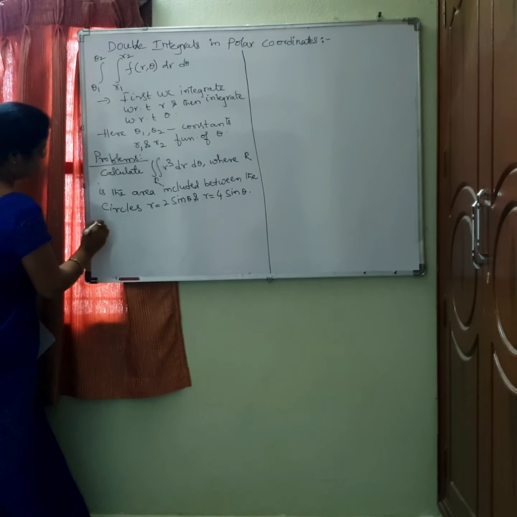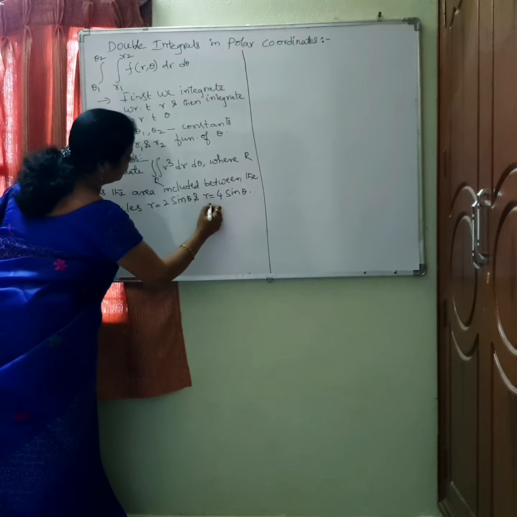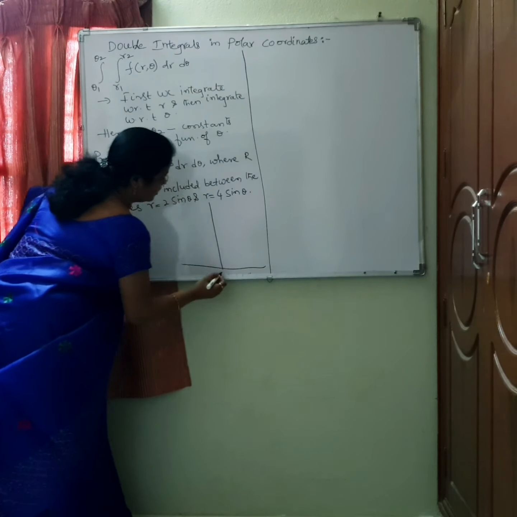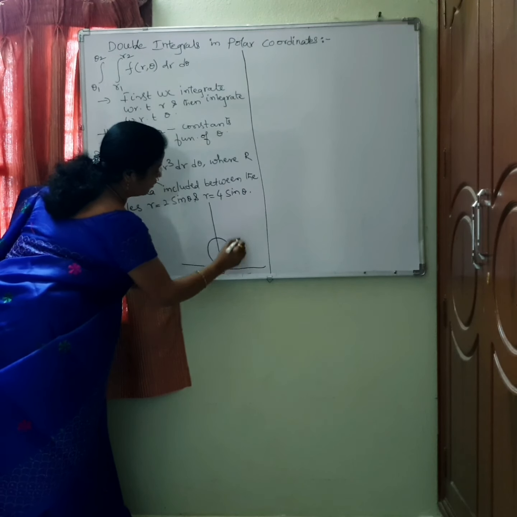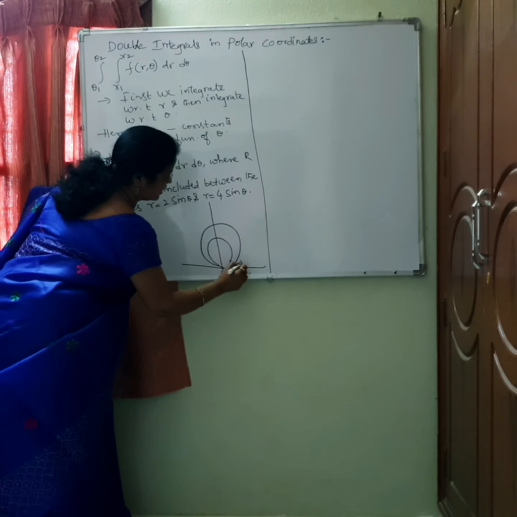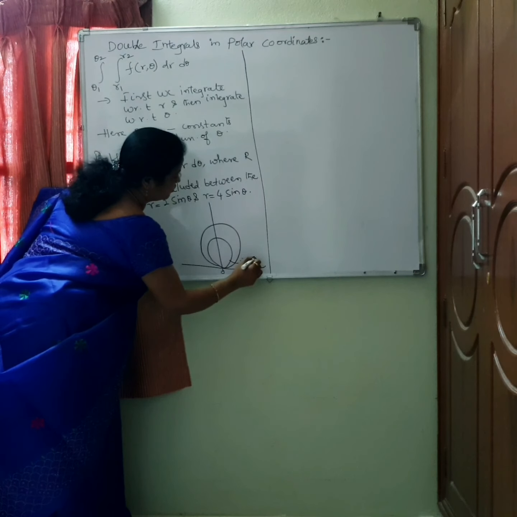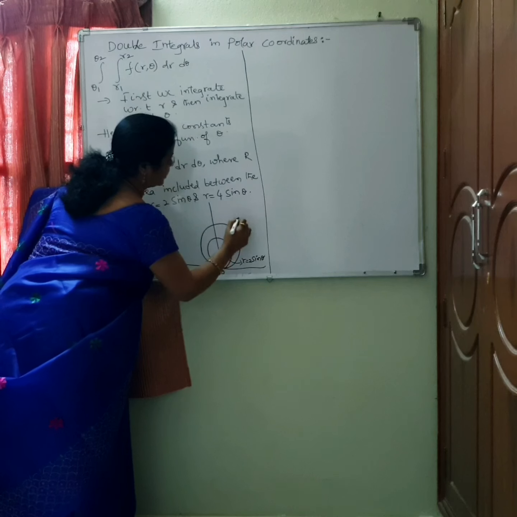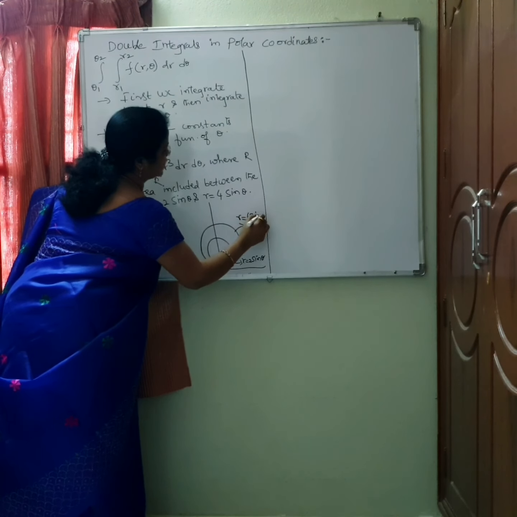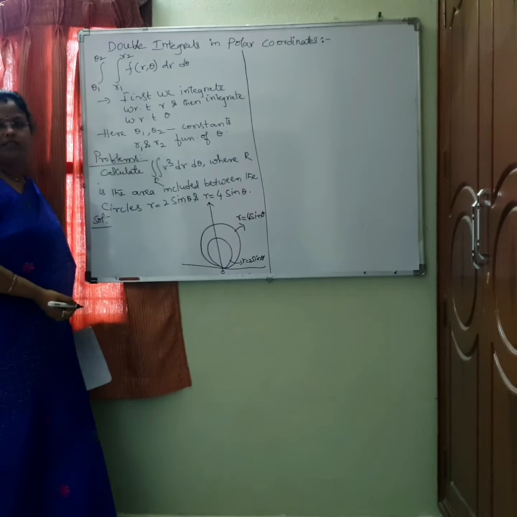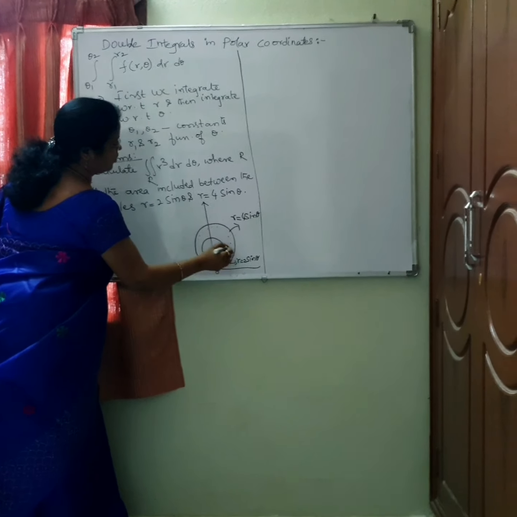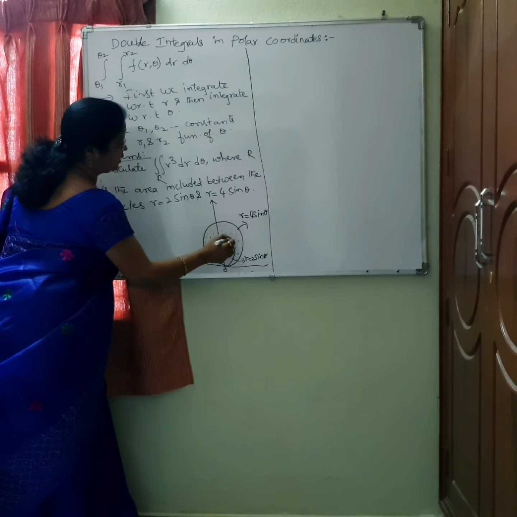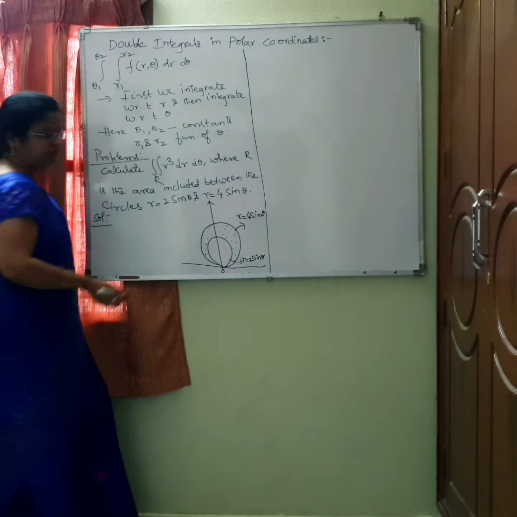Before solving the problem, first we identify the region of integration. For that we draw a graph. This is the origin, and r equals a sine theta will be a circle of this form. The inner circle is r equals 2 sine theta and the outer circle is r equals 4 sine theta. The region is the area included between the two circles, so this dotted portion is our region of integration.